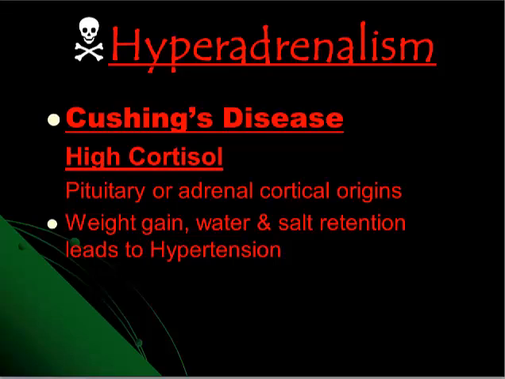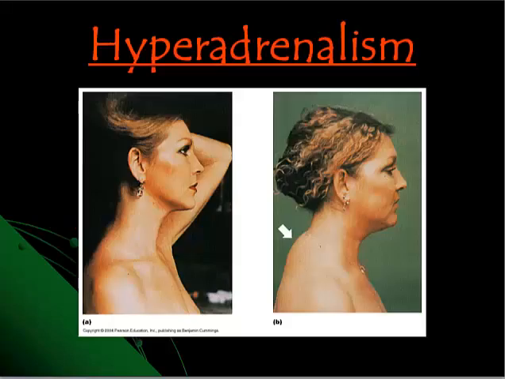Hyperadrenalism is known as Cushing's. Cushing's disease is high cortisol. When cortisol is high, you get a list of different signs and symptoms. Picture of hyperadrenalism or Cushing's. This is the same woman in both pictures.